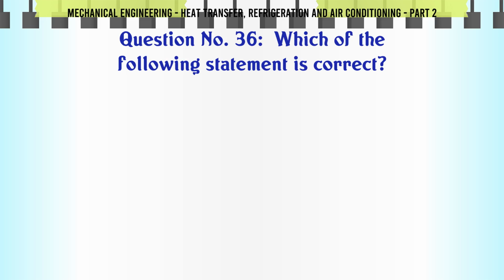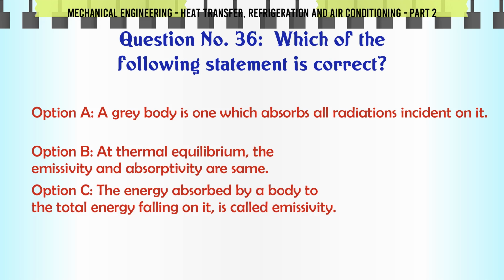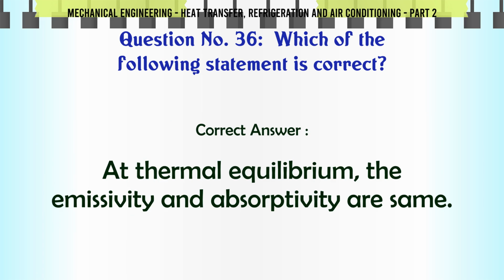Which of the following statements is correct? A. A gray body is one which absorbs all radiations incident on it. B. At thermal equilibrium the emissivity and absorptivity are same. C. The energy absorbed by a body to the total energy falling on it is called emissivity. D. A perfect body is one which is black in color. The correct answer is at thermal equilibrium the emissivity and absorptivity are same.